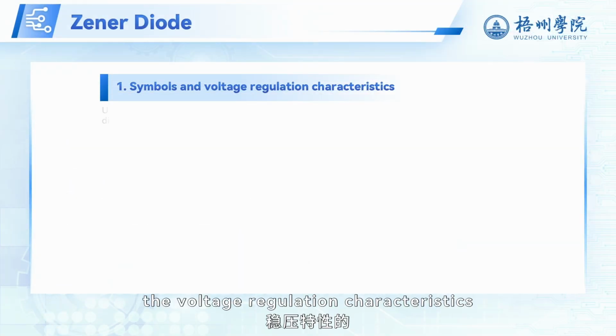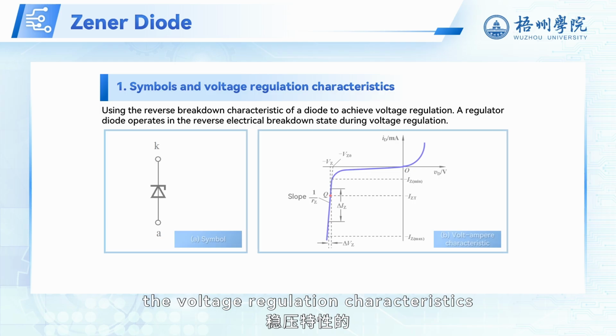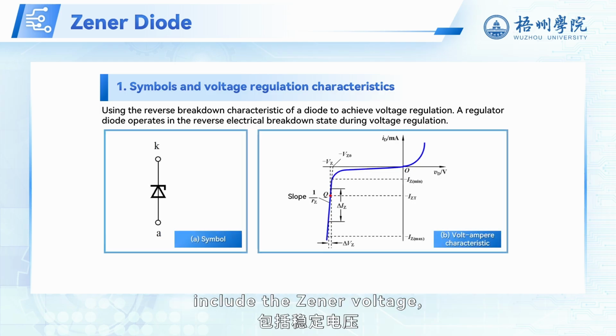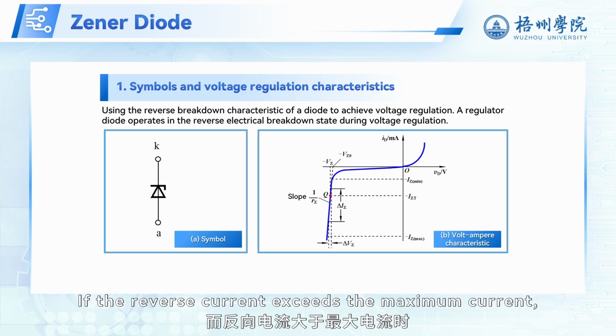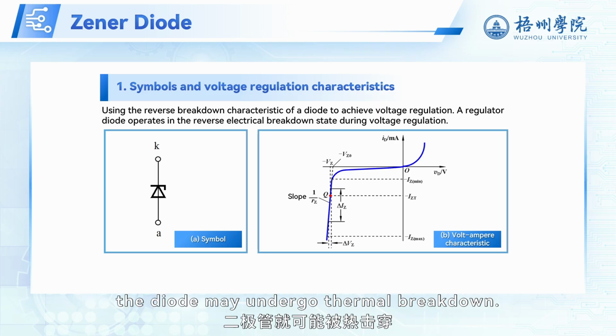Parameters describing the voltage regulation characteristics of a Zener diode include the Zener voltage, the minimum operating current, and the maximum operating current during regulation. If the reverse current is less than the minimum current, the Zener diode will return to the cutoff state and regulation will no longer be possible. If the reverse current exceeds the maximum current, the diode may undergo thermal breakdown.